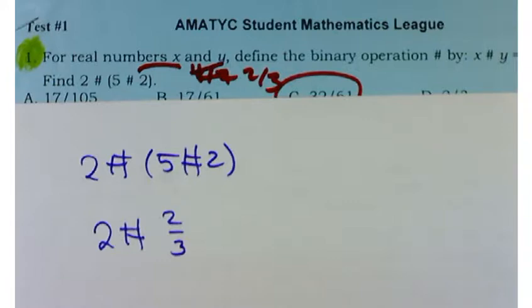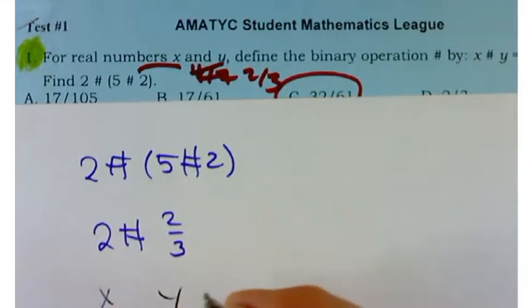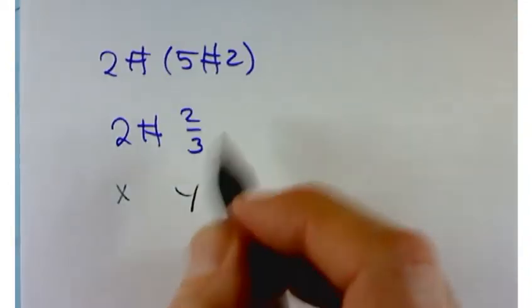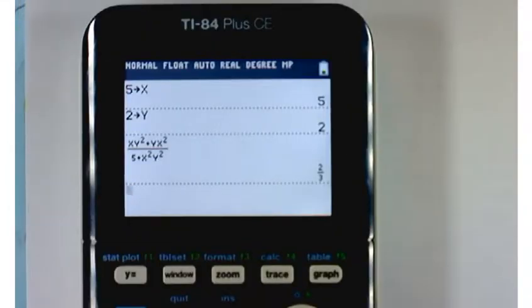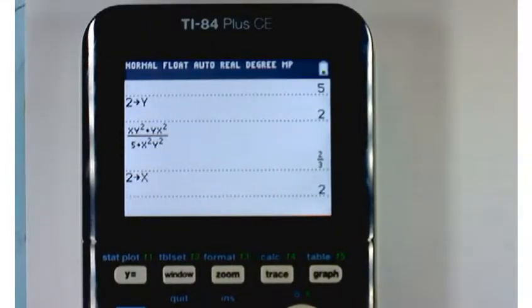The thing to realize is that we've got a new x and a new y. This is your x and this is your y. So I've got to go back and store in some new variables. I've got to store in 2/3 for y and 2 for x. So let's do that. 2 store in x, and then 2 divided by 3, store in y.